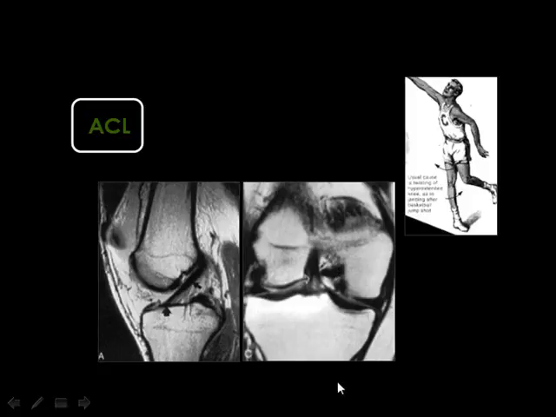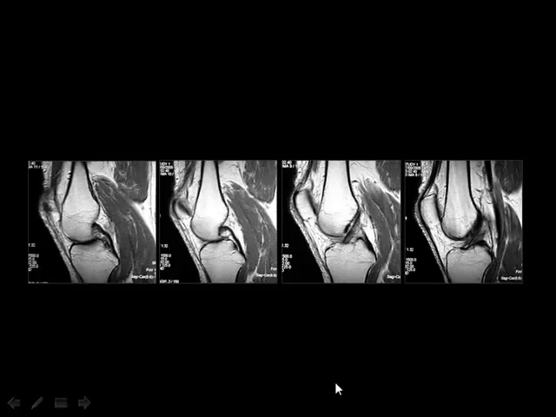Then, if you look at the MR of the knee and you want to see the anterior cruciate ligament, you put your finger first on the posterior cruciate ligament. Then you go an image to the right and an image to the left. Then, in one of these images, you will see the anterior cruciate ligament.